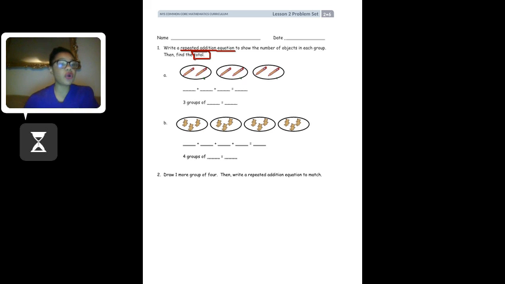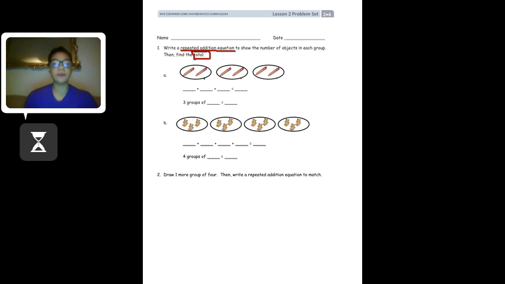But now I need to know how many objects, how many pencils do we have in each group? So let's look at our first circle, boys and girls. What is in our first circle? We have 1, 2 pencils. How many do we have in the second group? Let's see. 1, 2, 2 more pencils. And then what do we have in the third group? 1, 2. We have 2 more in our third group.